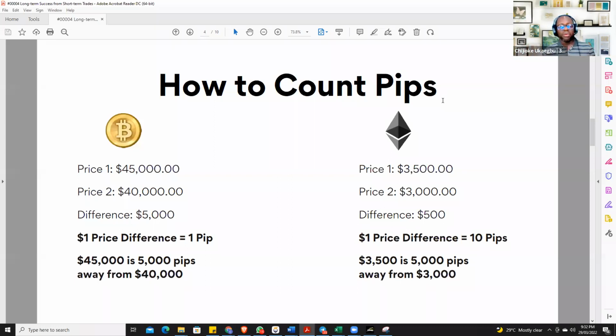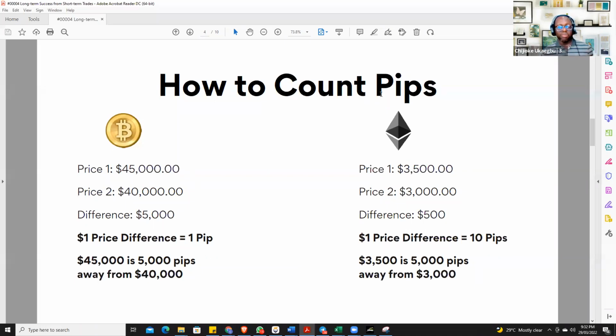Now you need to know how to identify what a pip is, whether you're referring to Bitcoin or Ethereum. The way you calculate pips with Bitcoin and with Ethereum is different. That's why we need to start from here before we make any further progress. I've given two examples so that you can get the point. Let's start with Bitcoin.